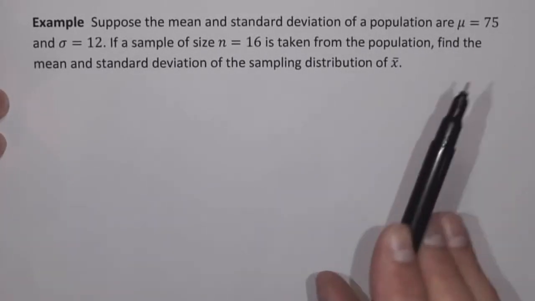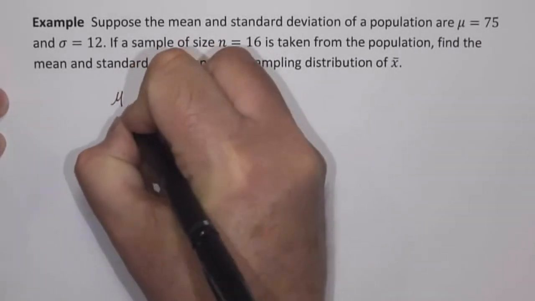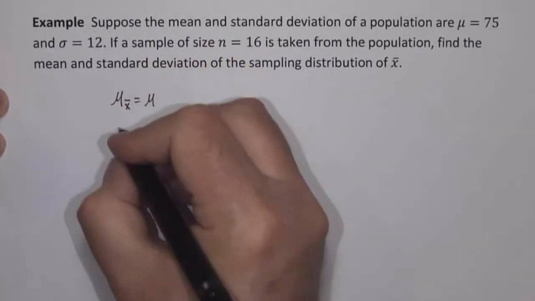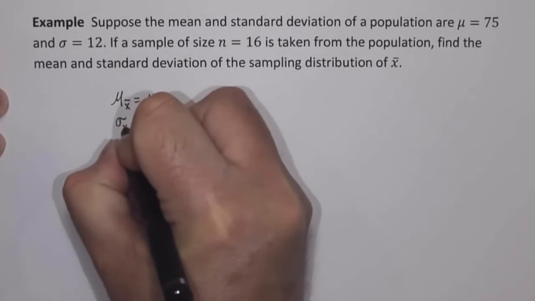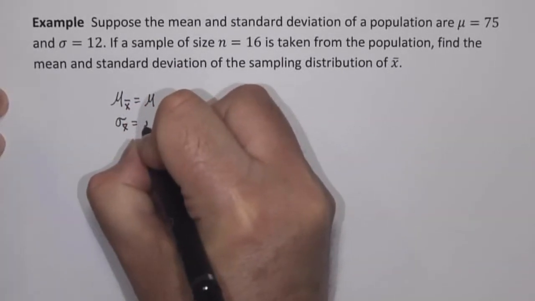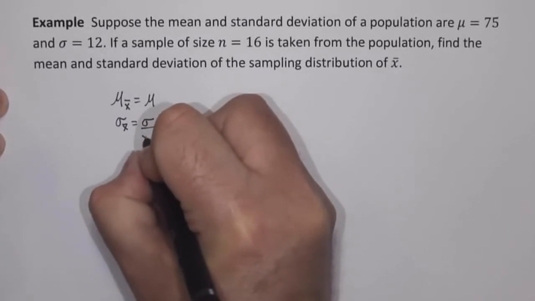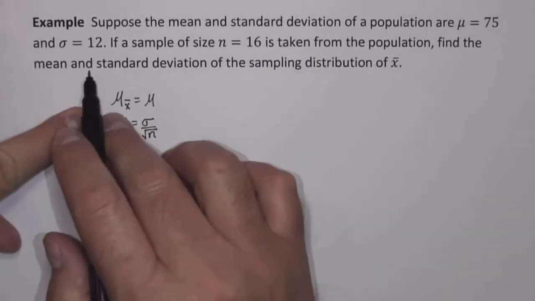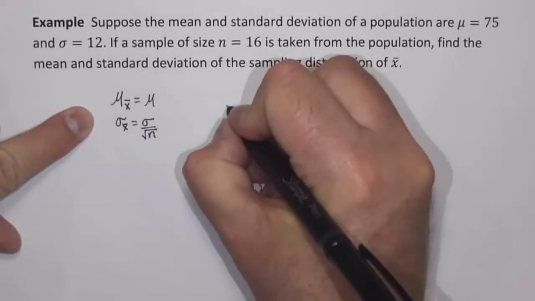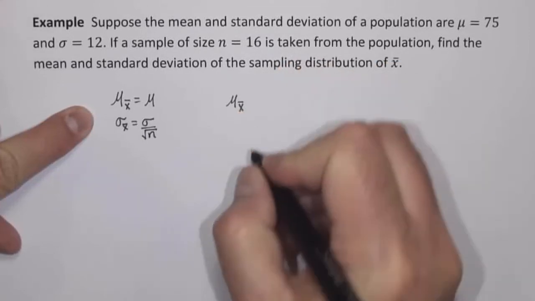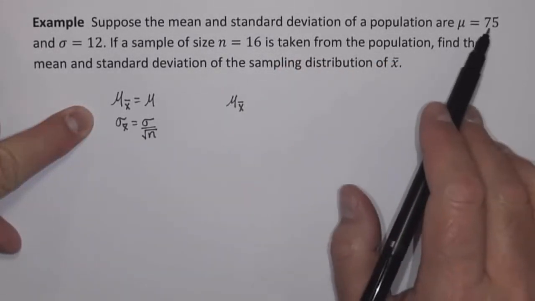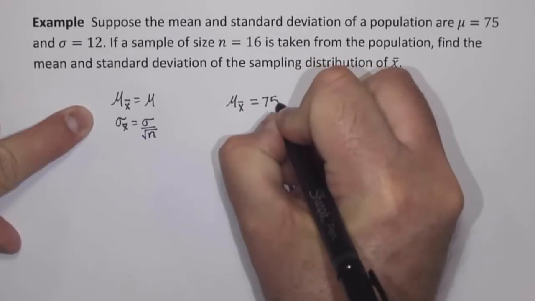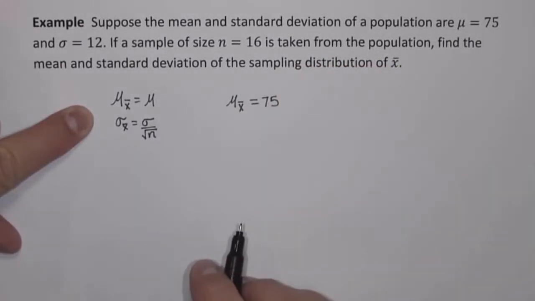So based on the theorem that we just saw, we learned that the mean of the x bar distribution will equal the mean of the population, and we learned that the standard deviation of the x bar distribution will equal the standard deviation of the population divided by the square root of the sample size. Okay? So for our sampling distribution, the mean of the x bar distribution is going to equal the mean of the population, which is 75. So the mean of the x bar distribution is 75.